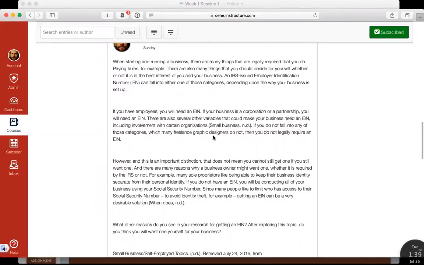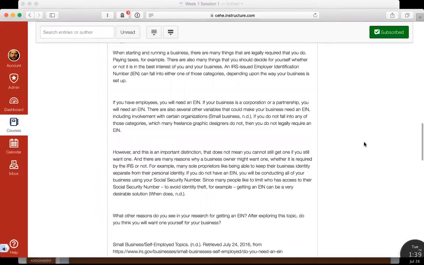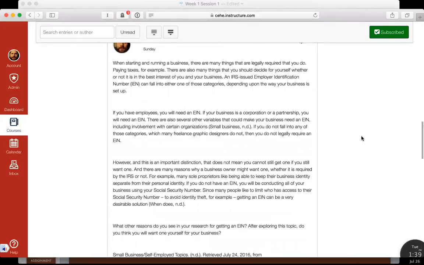One reason that I put into my long response yesterday was to avoid things like identity theft. Yeah, exactly what you said there, Sarah. It protects your social security number. If you're not using an EIN, you have to use your social security number. And so that means that when, I'll give you a perfect example.